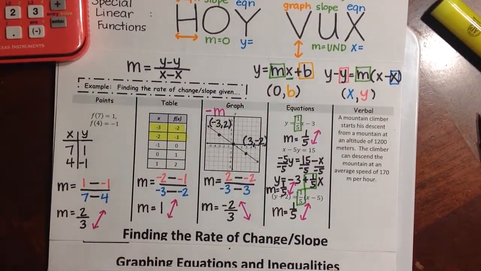Okay, so for verbal, what you're looking for is keywords. You're looking for the word rate. You're looking for maybe 2 units of measurement that you can put into a slope if you figure out which one's y and which one's x. And usually they're going to be using time, so you know which number is going to be your x.